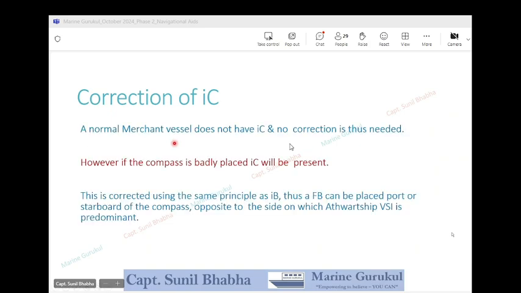A normal merchant vessel does not have IC, therefore no correction is generally required. However, if the compass is badly placed, IC will be present. Now this is corrected using the same principle as induced P. Thus, a flinder bar can be placed port or starboard of the compass, opposite to the side on which the athwartship vertical soft iron is predominant. Exactly the same thing was done in induced P also. We placed a flinder bar opposite to the funnel. So likewise in this case also we place a flinder bar which is opposite to the VSI structure to port or starboard of the compass location.